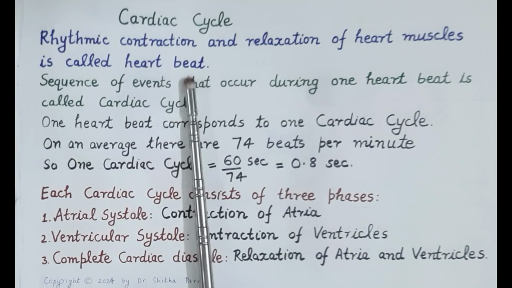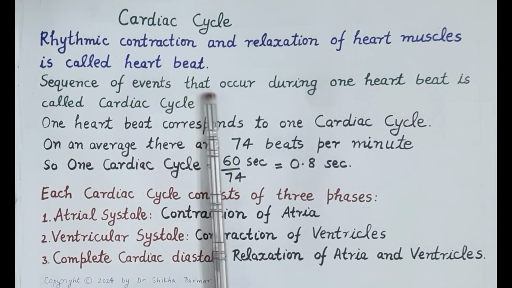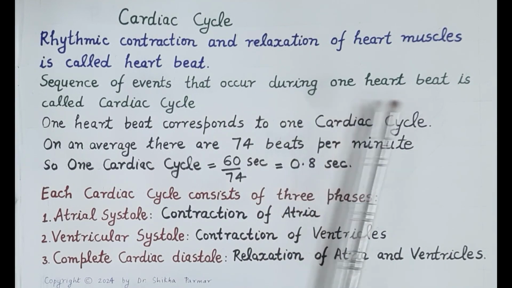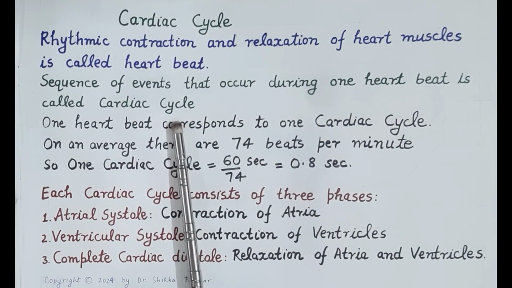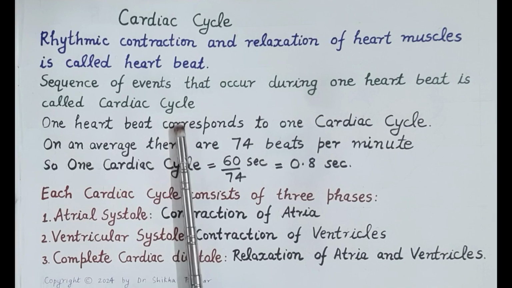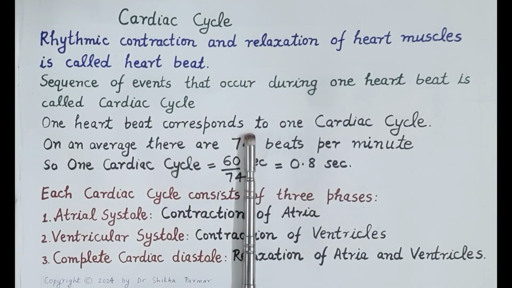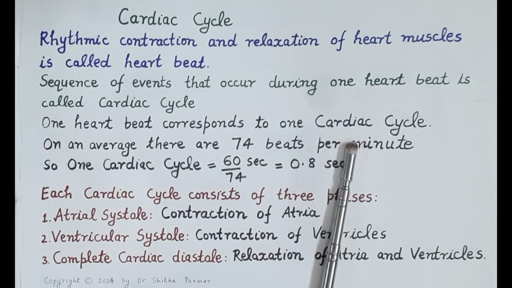Now, on an average, our heart beats 74 times per minute. That means the heart contracts and relaxes around 74 times in a minute. So, the sequence of events that occur during one heartbeat is called the cardiac cycle. And one heartbeat corresponds to one cardiac cycle.